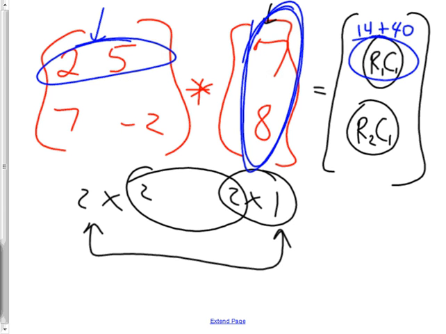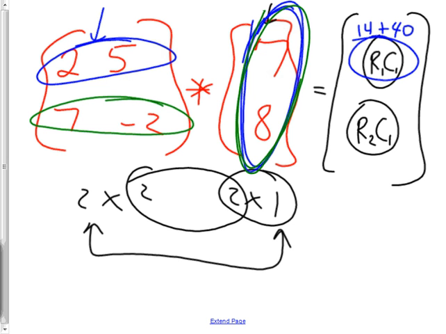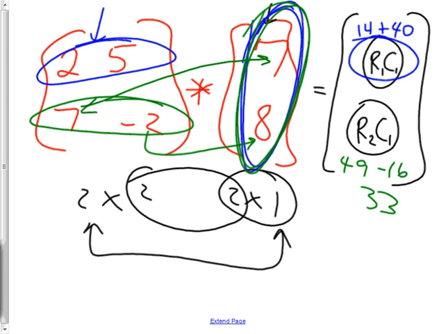Okay, so this and this go together. 7 and 7 makes 49. Negative 2 and 8 makes negative 16. This was a little tougher. 49 with the 2 7s and negative 16 put together would make 33. Raise your hand if you had 33 for that one. Okay, good. So that's our answer: 54, 33.